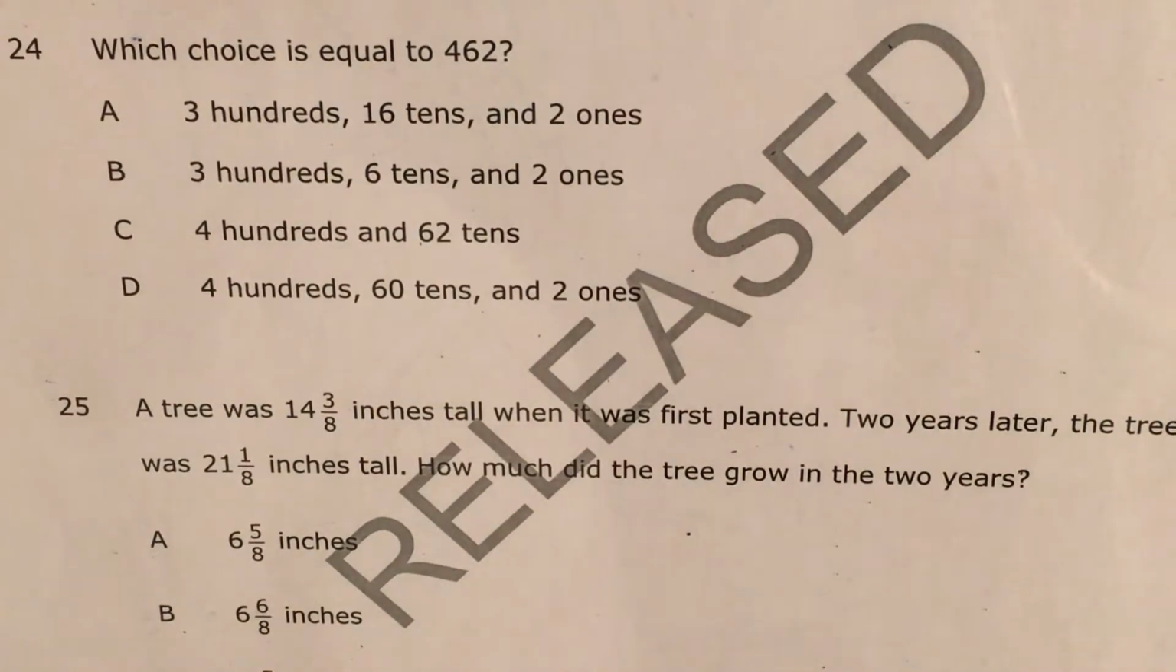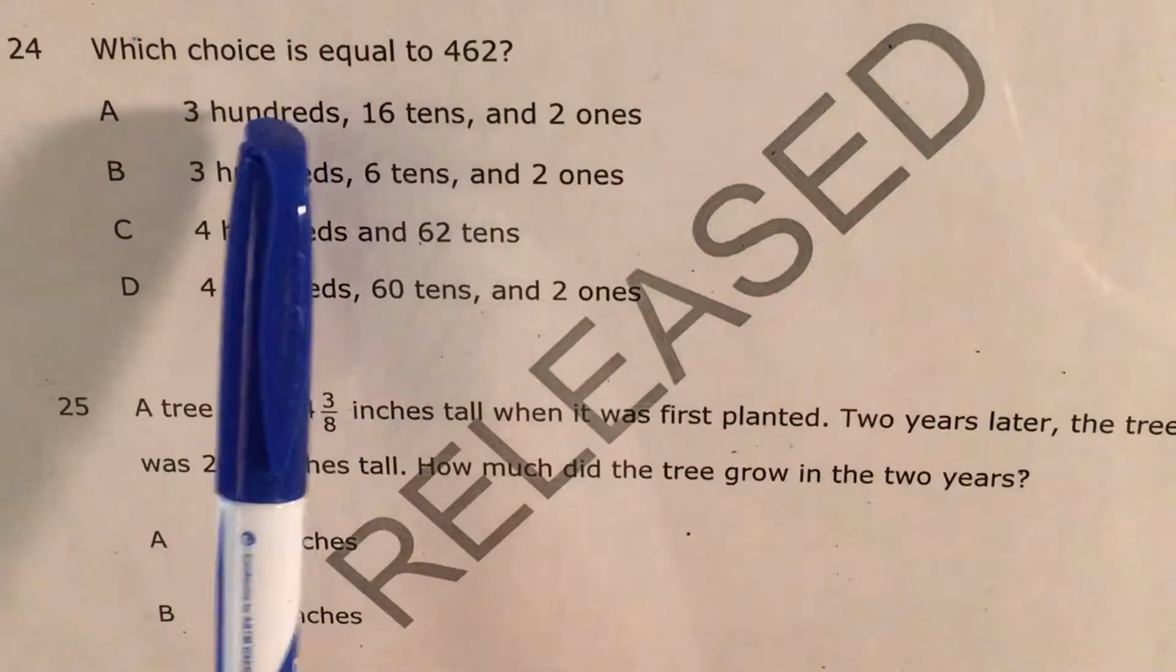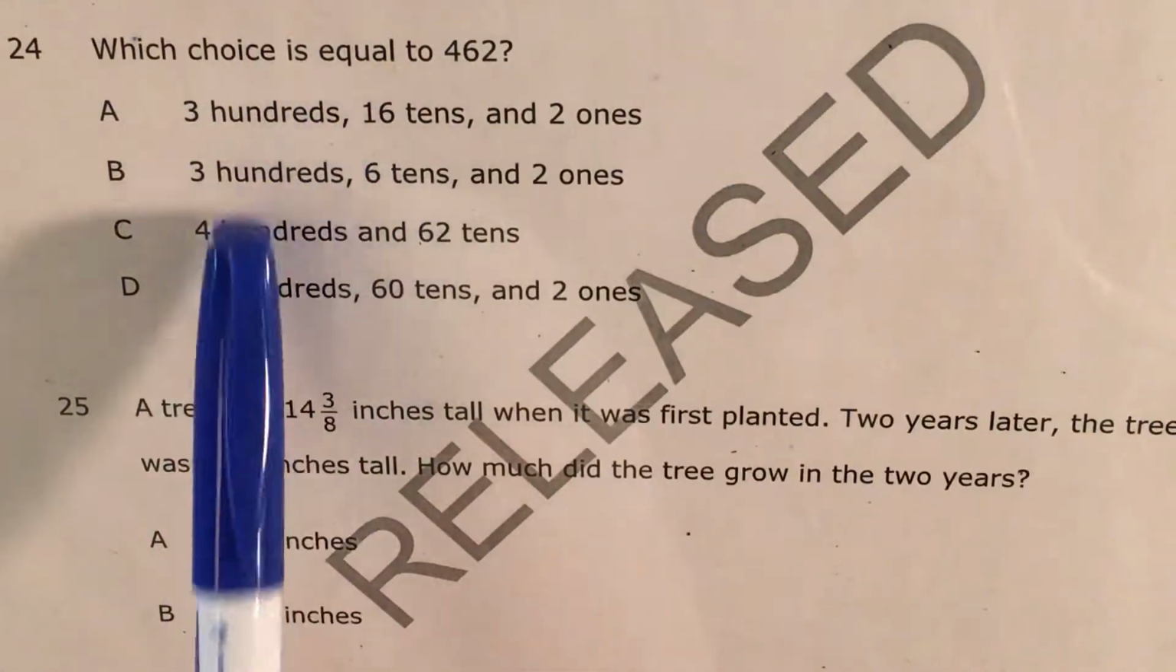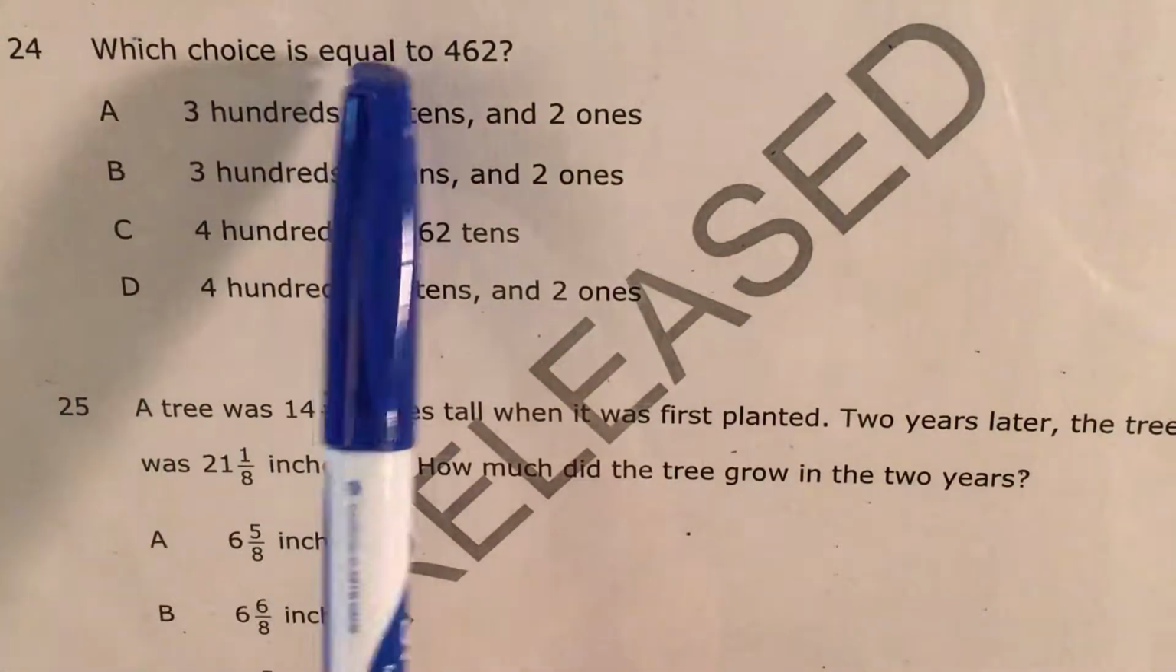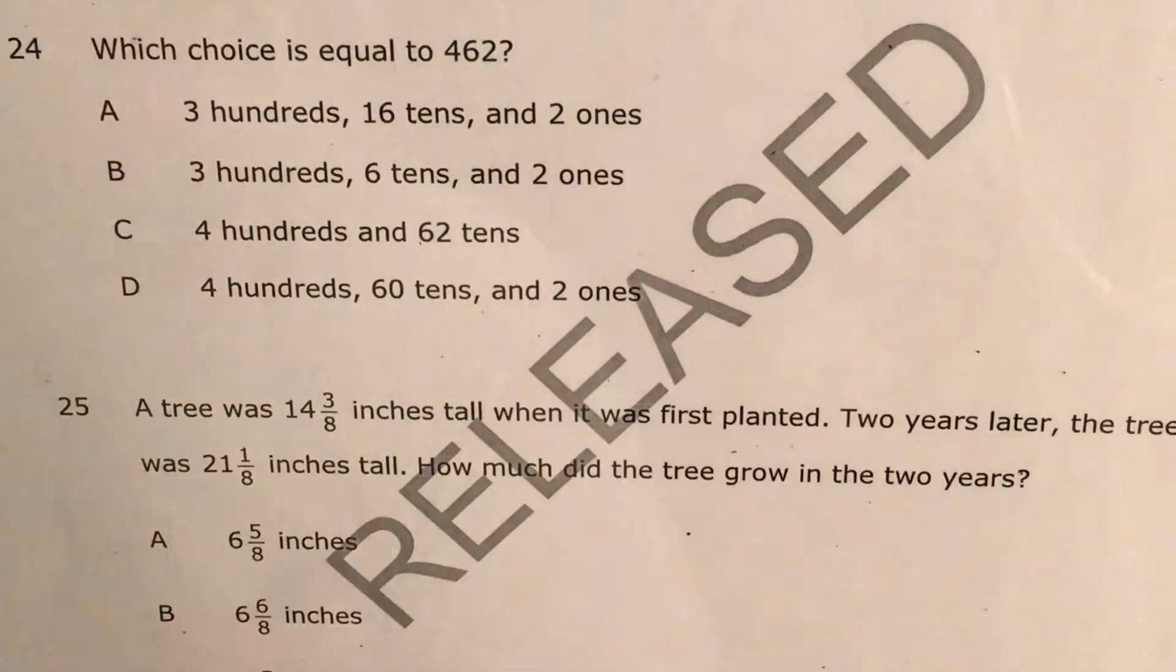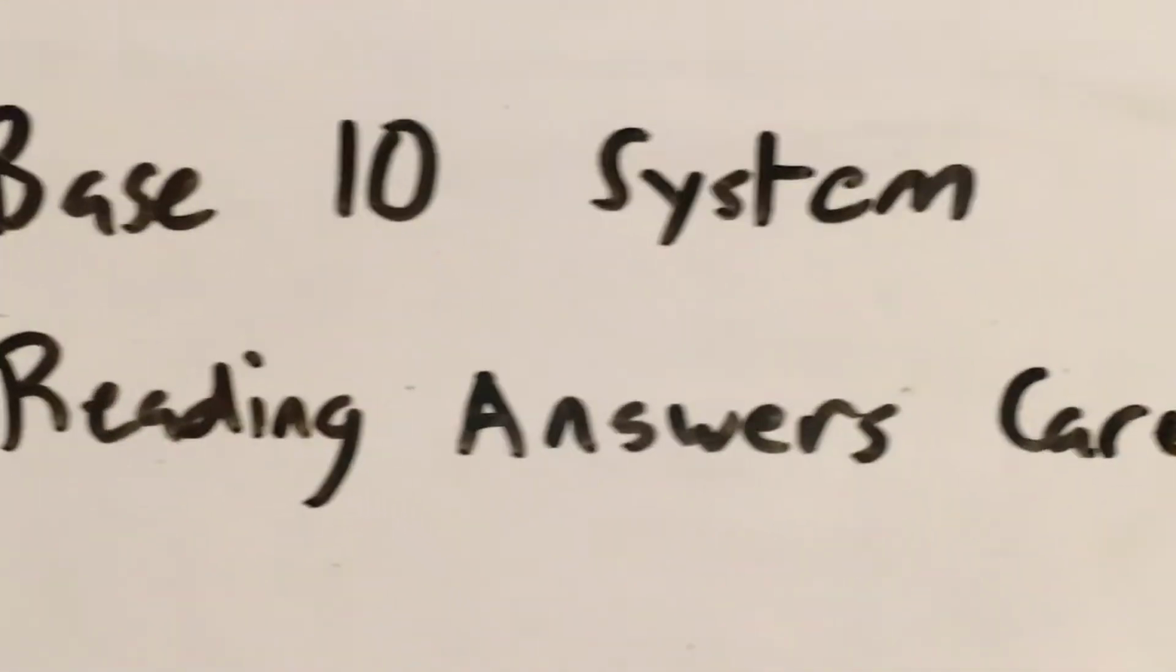Today we're going to tackle question 24 in the 4th grade math questions that North Carolina released this past school year. We have 4 answer choices, and we're trying to see which one is going to give us a number that's equal to 462. Now, the biggest thing in this question is the base 10 system.